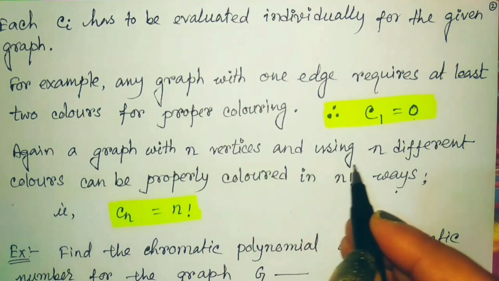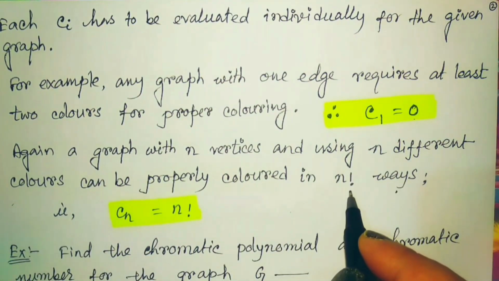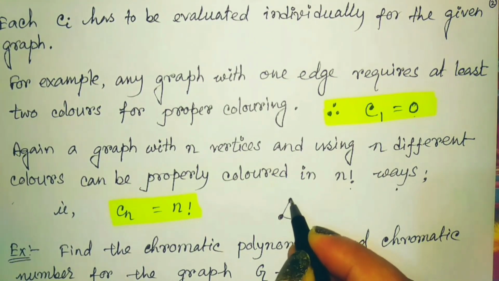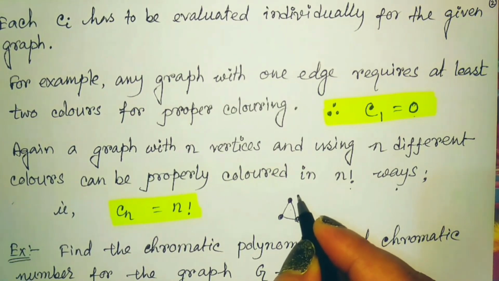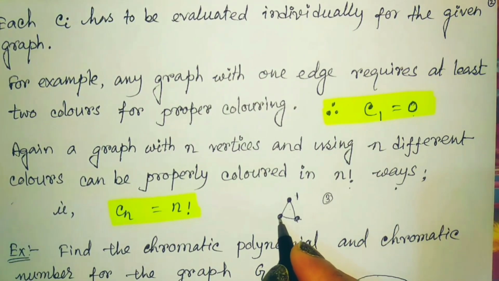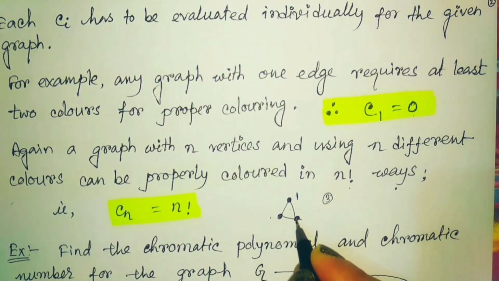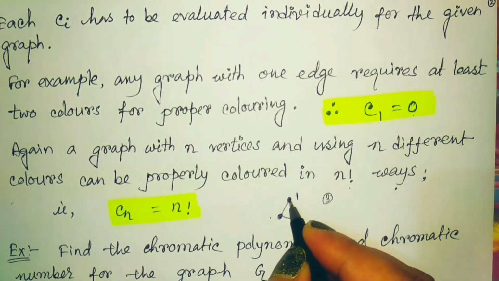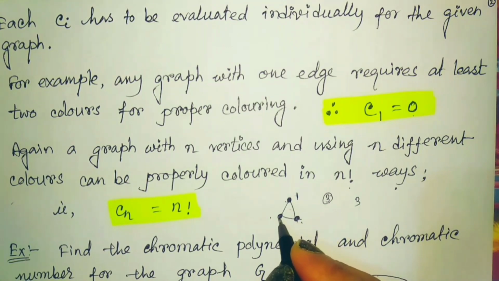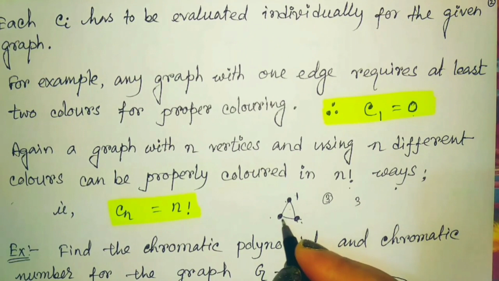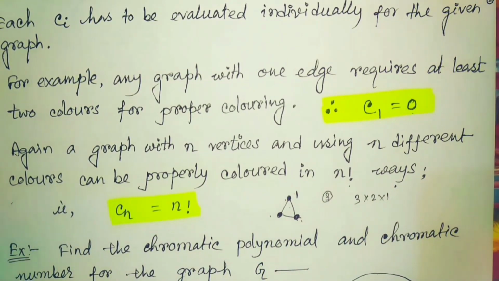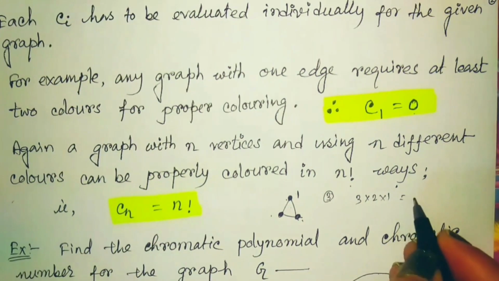Again, a graph with n vertices using n different colors can be properly colored in n factorial ways. Suppose only 3 vertices are given, and these are adjacent to each other. If we put color 1, suppose, on this vertex, then there are a total of 3 colors, so we can choose any one of the 3 colors for this vertex. After choosing 1 color for this vertex, 2 different colors remain. So for this vertex we have 2 options to choose from, and for the last vertex we have 1 option. If we multiply this way, we find how many different ways we can color the graph. So it is 3 factorial.